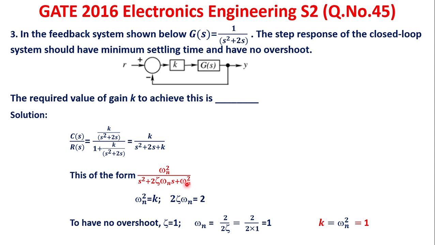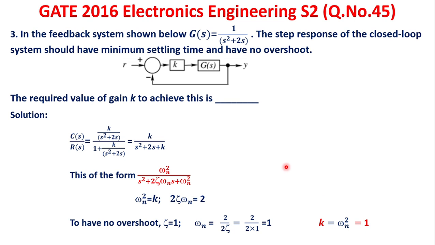Therefore, omega n square is k and 2 zeta omega n is 2. Now they have given no overshoot. No overshoot can occur only when the damping ratio is 1. Therefore, when the damping ratio is 1, omega n is 2 by 2 zeta, so 2 by 2 into 1 equal to 1. Therefore, k equal to omega n square equal to 1.